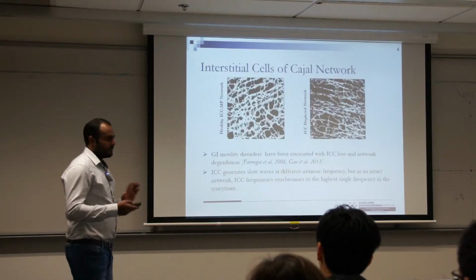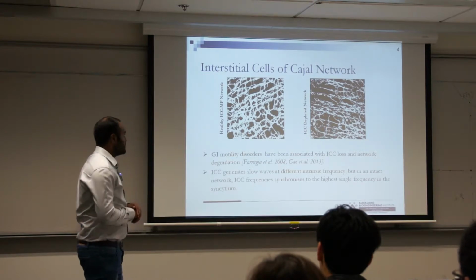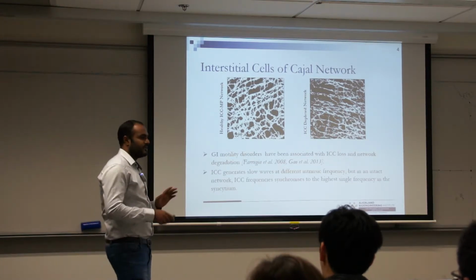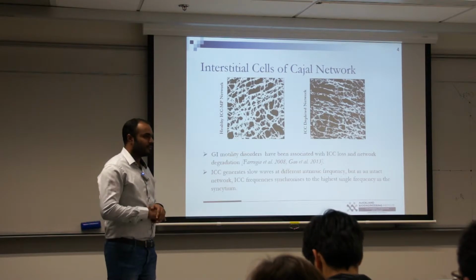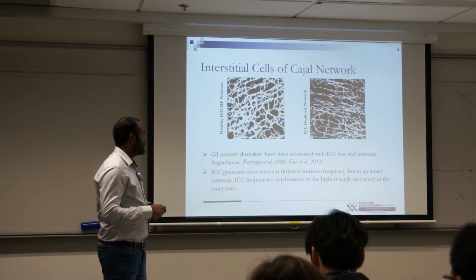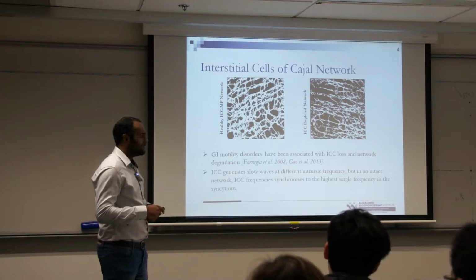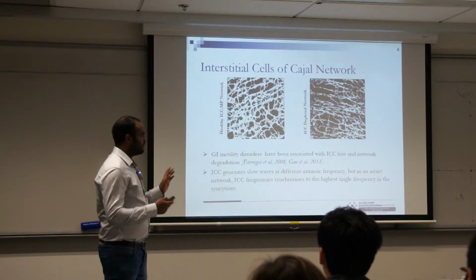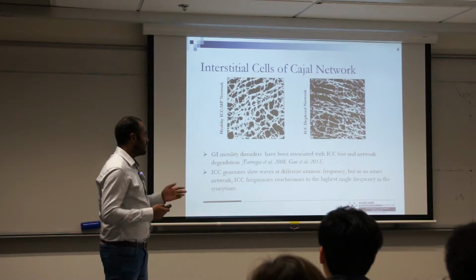Now, refining further into ICCs, they are arranged as a network along the stomach wall. On the left-hand side you can see the healthy network, and on the right-hand side you can see the depleted network. You can visually see that it's quite depleted.